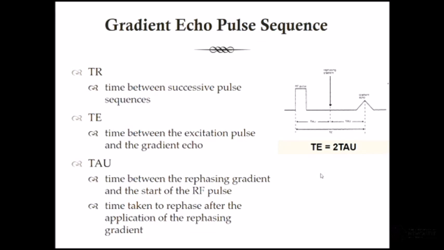So again, just looking at those definitions, here's our TR. Our TR is the time between those excitation pulses. The TE is the time between the excitation pulse and the collection of the echo. And our tau, again, is just that point in time where we say, here's our excitation pulse. Now I'm going to apply rephasing to collect that gradient echo. That's our tau, and at 2 times tau, we'll have a gradient echo collected.